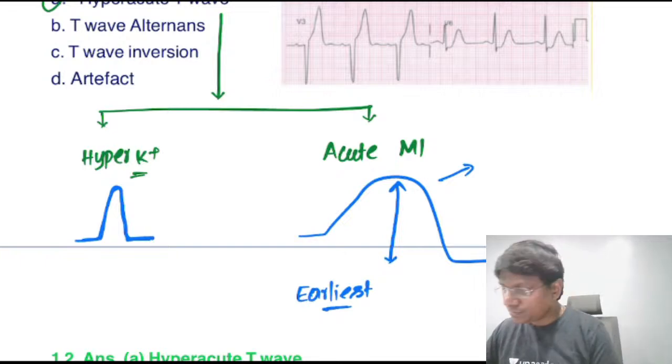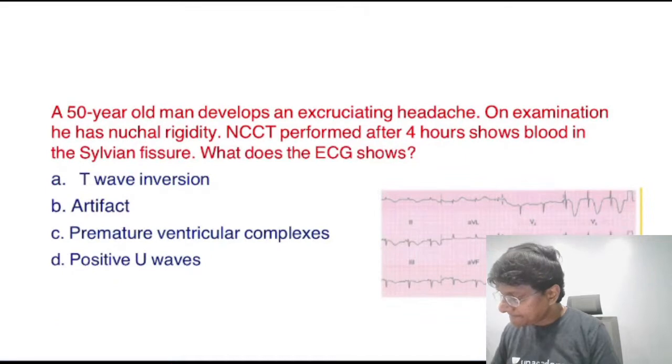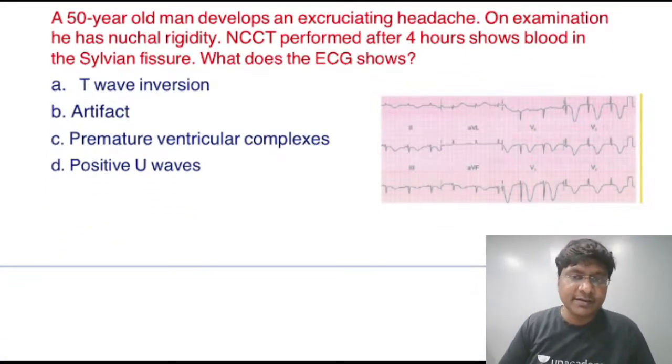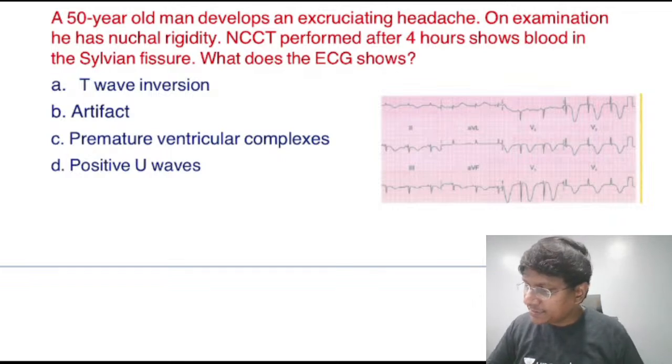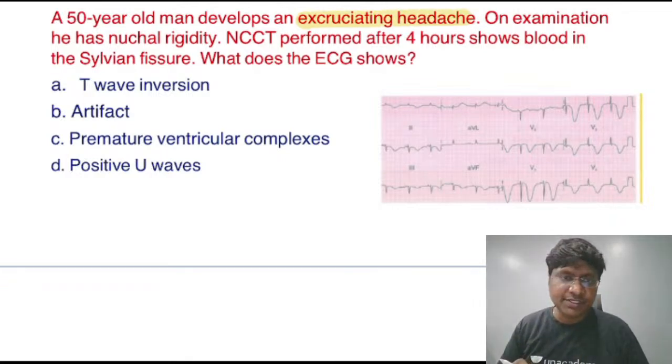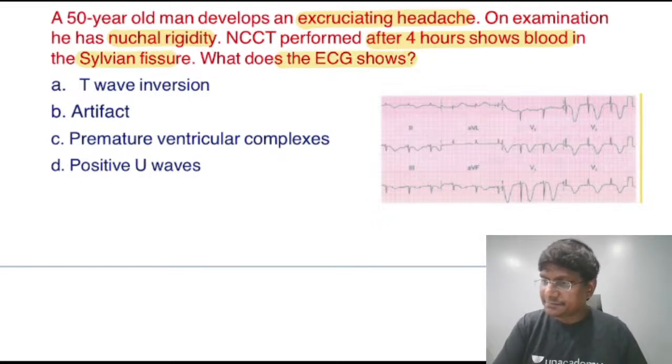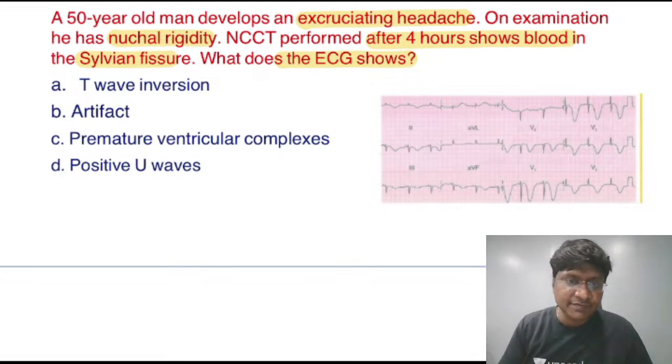Now we move on to the next one. Okay, a 50-year-old man develops an excruciating headache. On examination, the patient also has nuchal rigidity, and non-contrast CT performed after 4 hours shows blood in the sylvian fissure. What does the ECG show in this patient? T-wave inversion, artifact, premature ventricular complexes, positive U wave.